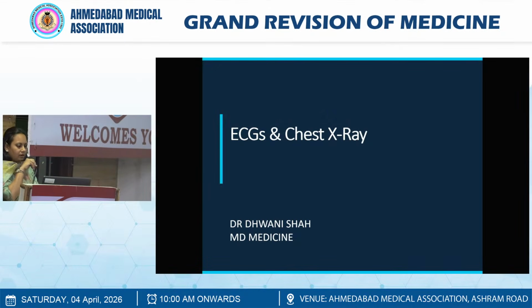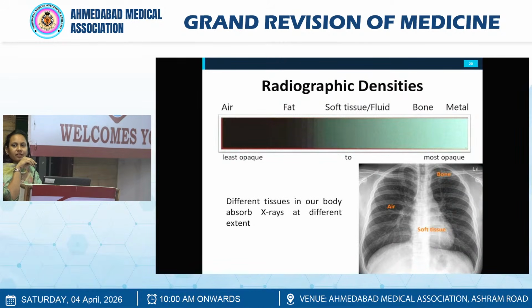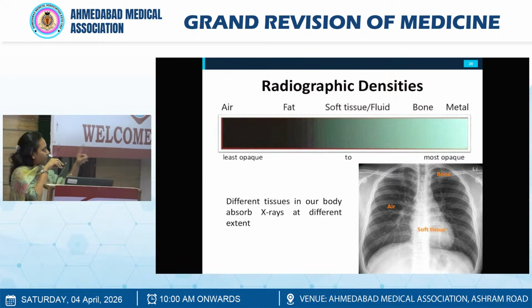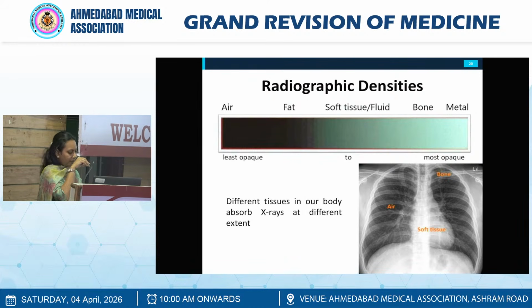So, starting with the basics first, different tissues in our body absorb X-rays differently, okay? So, air will be able to pass the X-ray radiations very clearly. So, it would be the least opaque one, and so all the air tissues will be radiolucent. Then comes the fat, then comes the soft tissue, then comes the bone, and the metal being the most opaque thing.